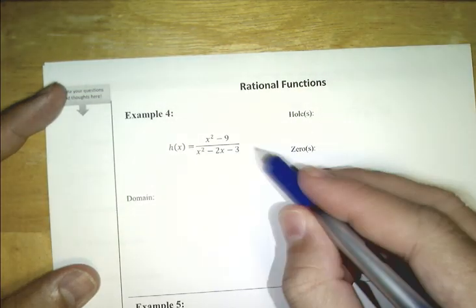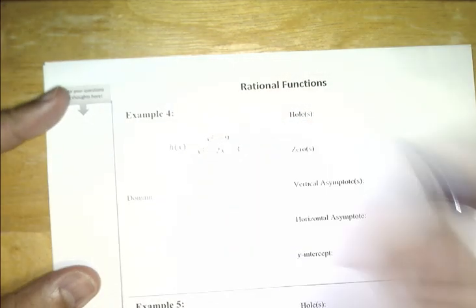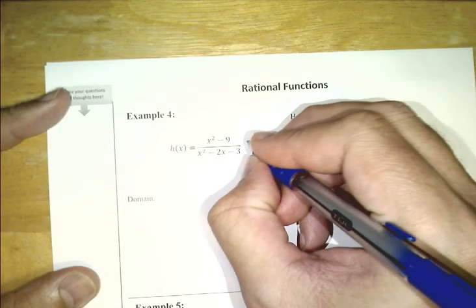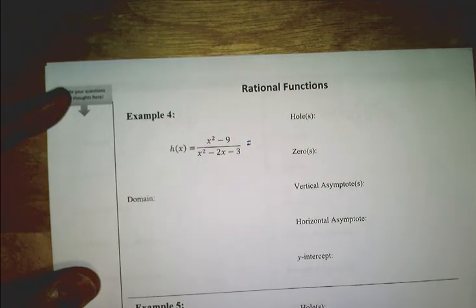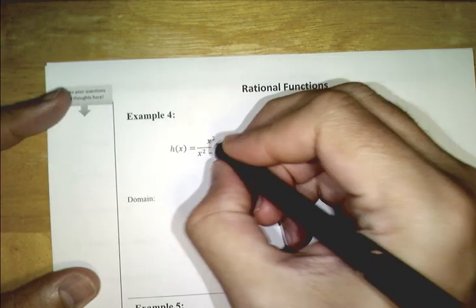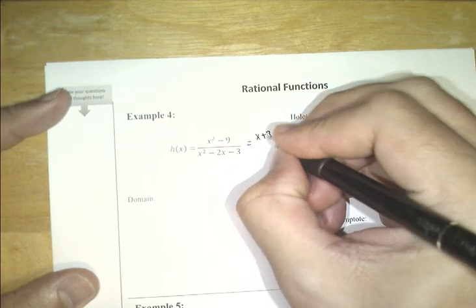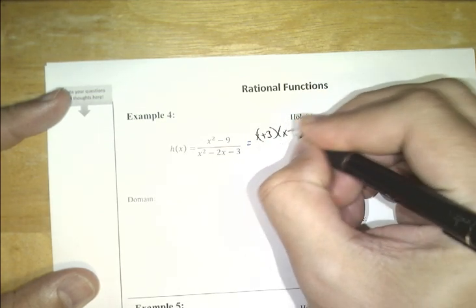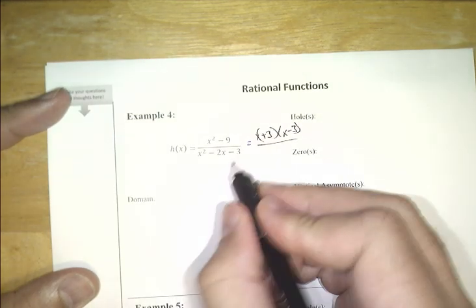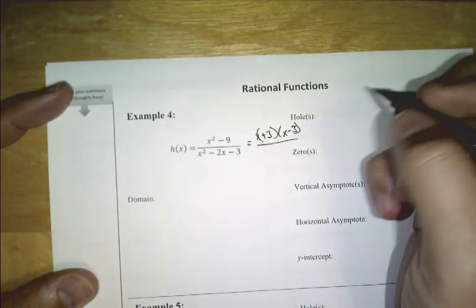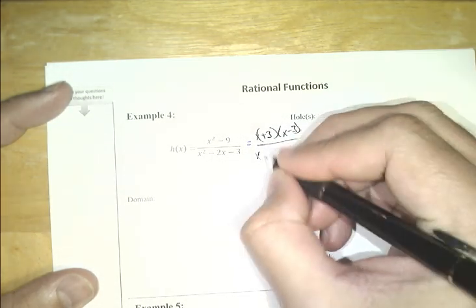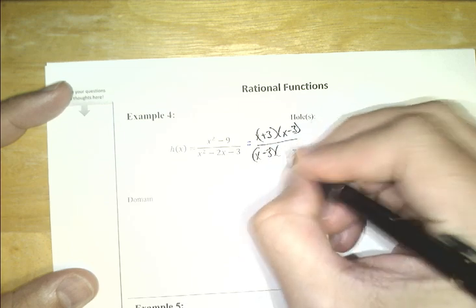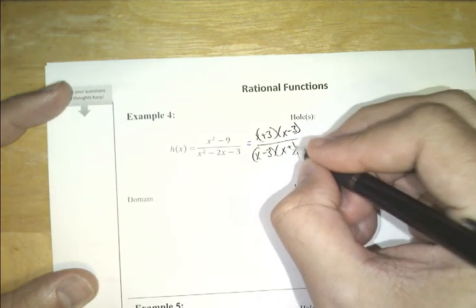Like all of these, we need to start by factoring. So let's factor. This is a difference of squares, so this is x plus 3 times x minus 3, all over two numbers that multiply to be negative 3 and add to be negative 2. So that's going to be x minus 3 times x plus 1.